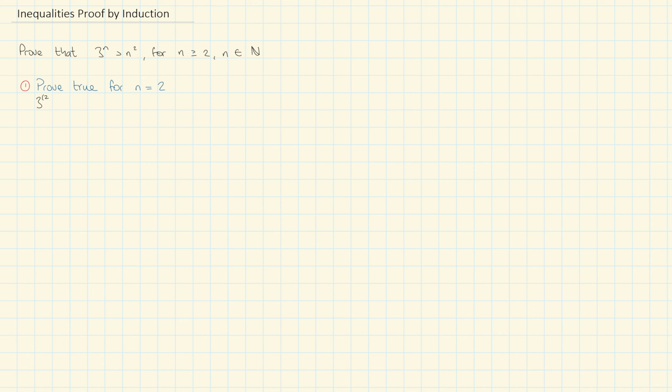So we get 3 to the power 2 will be greater than 2 squared. So that's 9 is greater than 4. So we're true for n equals 2. Then step 2, we'll assume true for n equals k. We'll have 3 to the power k is going to be greater than k squared.